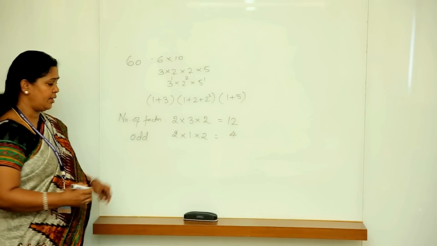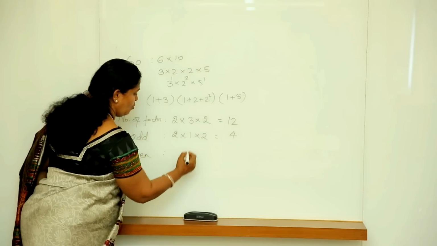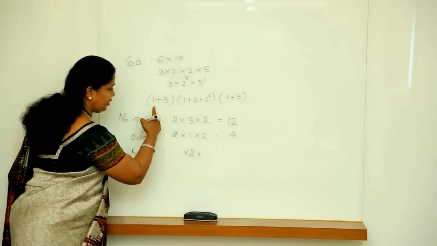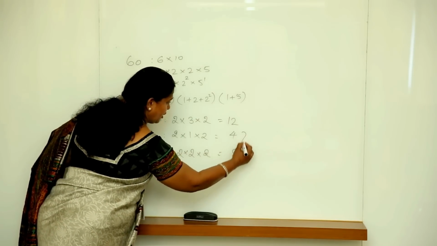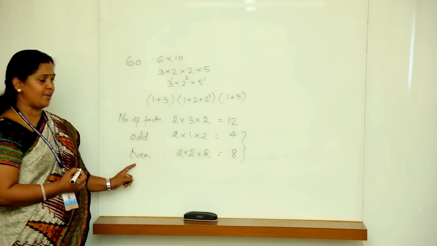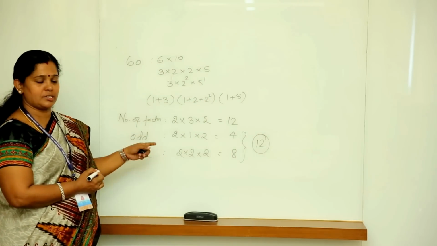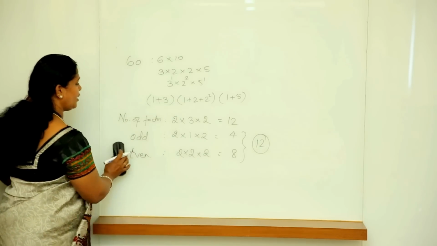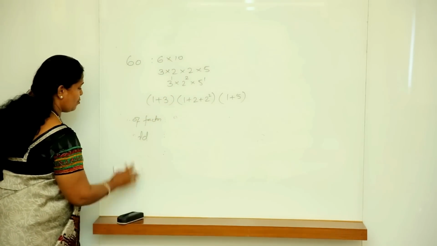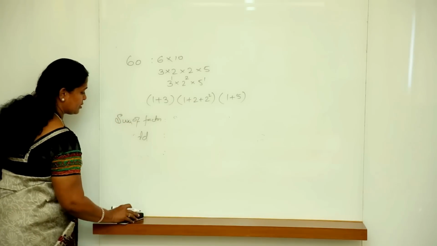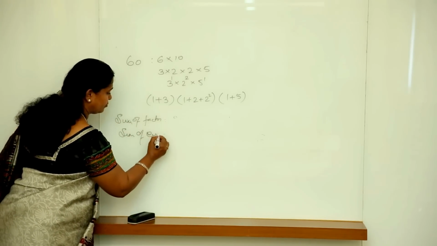of these are odd. Even factors: the 2 even numbers with these 2 odd and these 2 odd, which is 8, gives you the total number of even factors. Totally, you get 12 factors for 60. Similarly, to find the sum of these odd factors, sum of all the factors, sum of even factors and sum of odd factors.